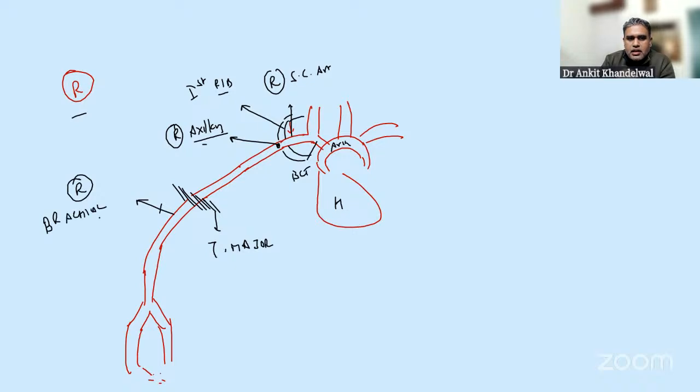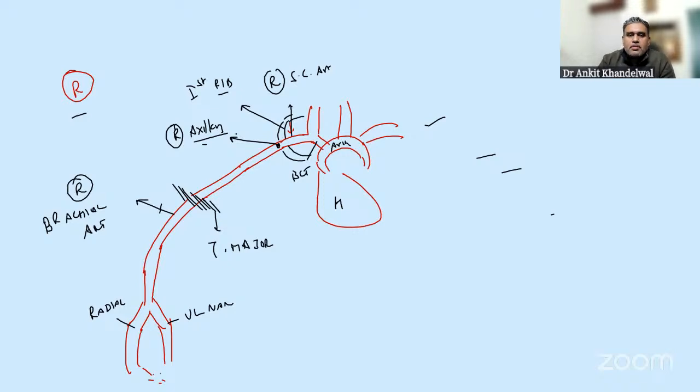The brachial artery will run through the arm. Once it crosses the elbow region, or the head of the radius, it divides into the radial artery on the lateral side and the ulnar artery on the medial side. That's the basic scenario. The similar thing happens on the left side as well. Therefore, we discuss only one side.